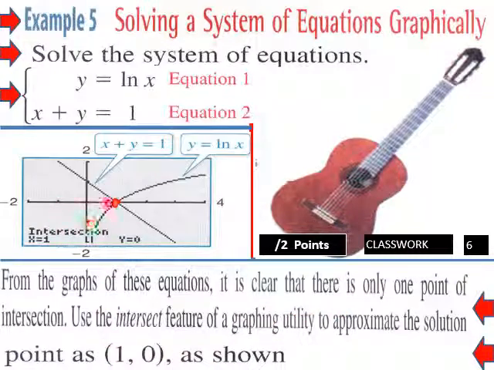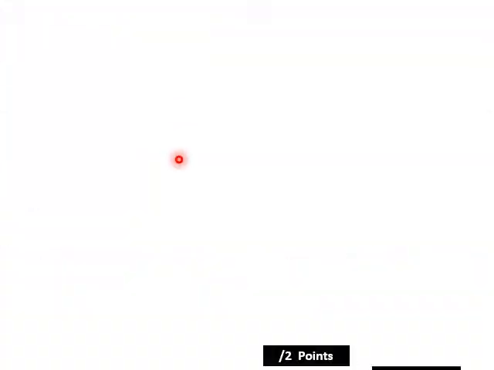So here's a graph here. Here's your natural log curve, and then here's your line. And then this would be your solution right there, the point (1, 0). So this is where it intersects your x-axis as well. So that would be your solution for example 5.